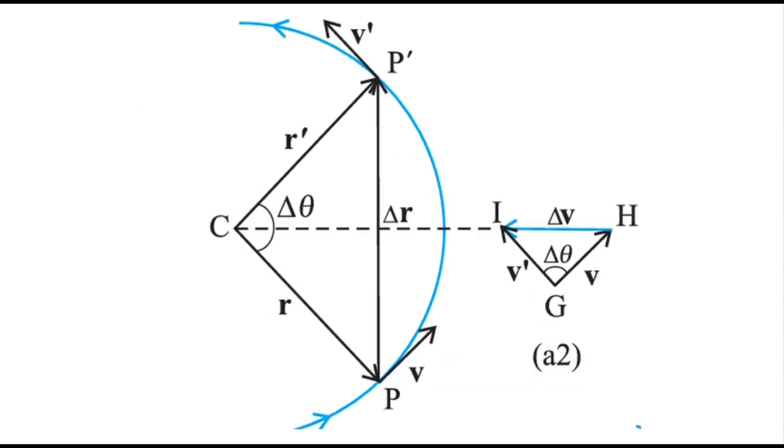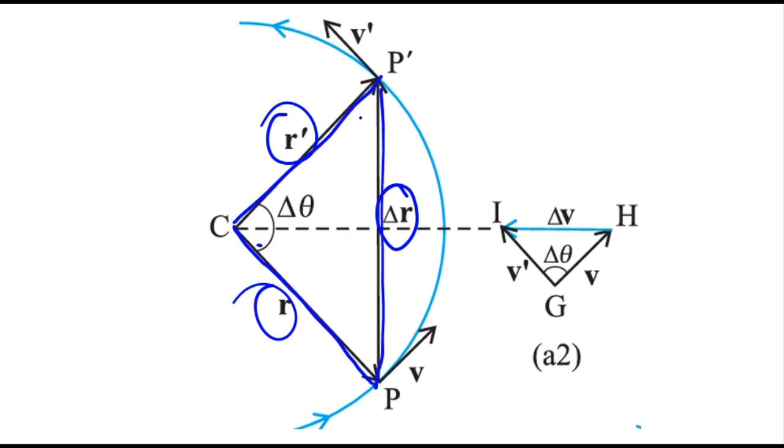And for this conclusion, you can give another argument like this. This is vector r, this is vector r prime, and this is delta r. So these vectors are r, r prime, and this vector is delta r. Now, at each and every point, this v is perpendicular to r.